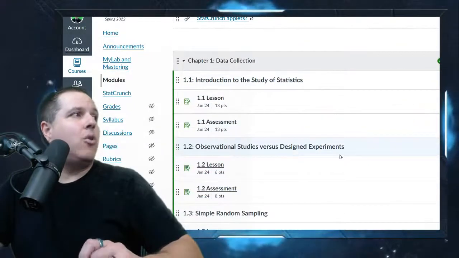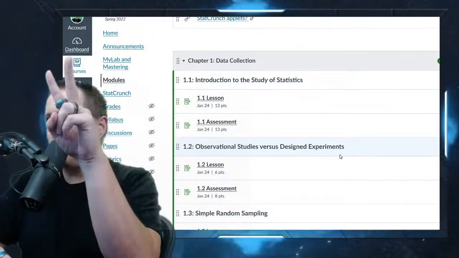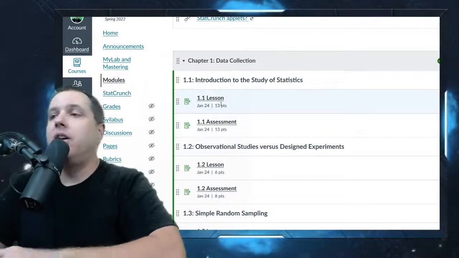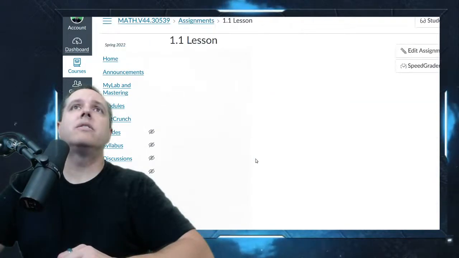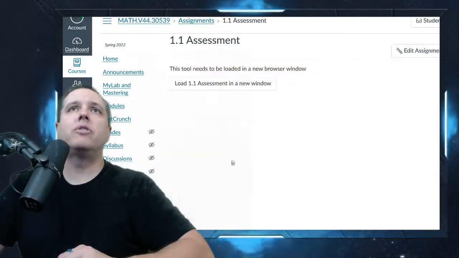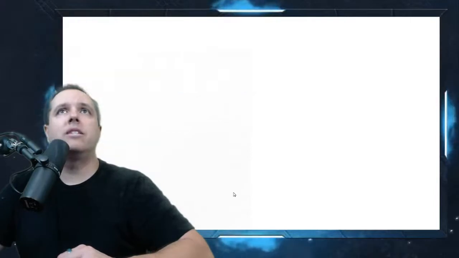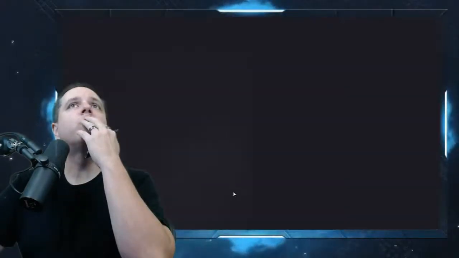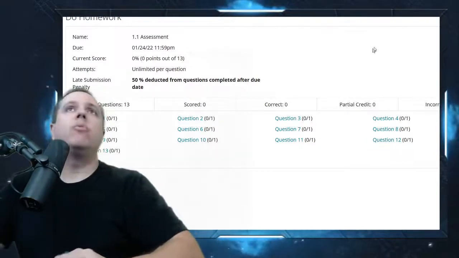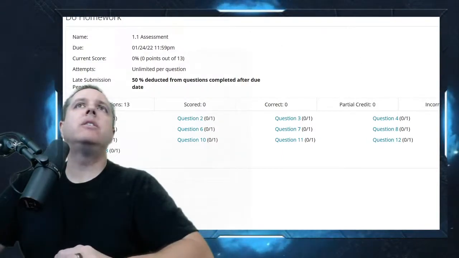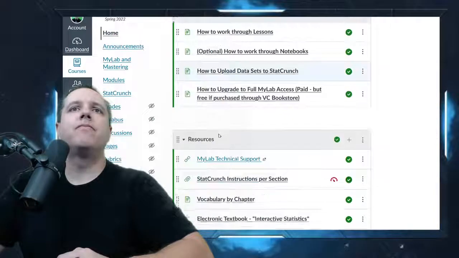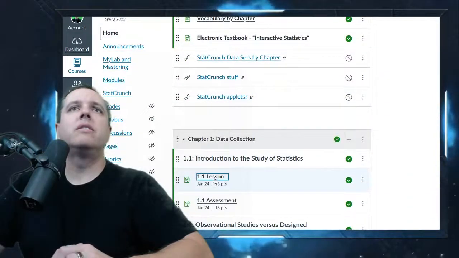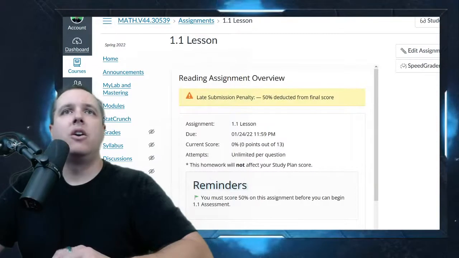And then the way homework works in this class is there are two parts to the homework. There's the lesson part where basically you're going to watch a video. So here, I think it should let me in if I do this. Oops, sorry, I pushed the button too early. Load 1.1 assessment. Oh, wait, this is the assessment? I thought I was in the lesson. Did I hit the wrong one? I want the lesson. Yeah, 1.1 lesson. Okay, so start assignment.